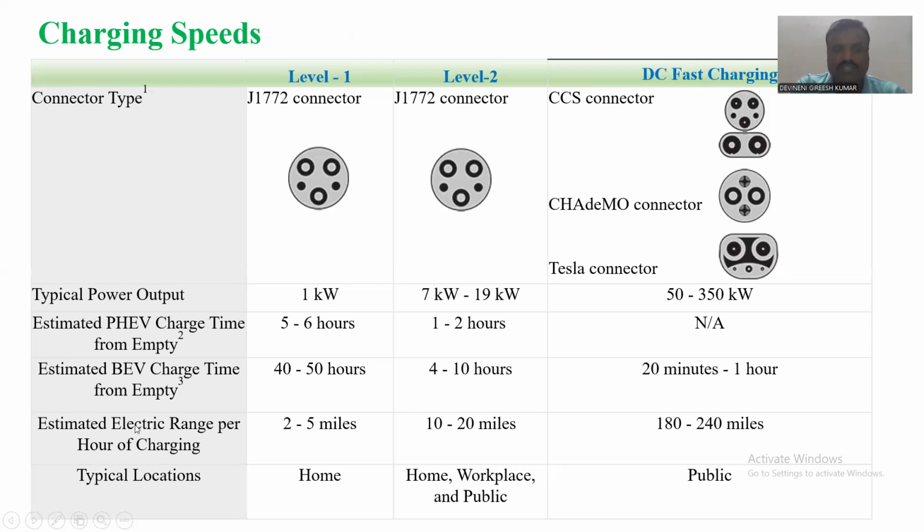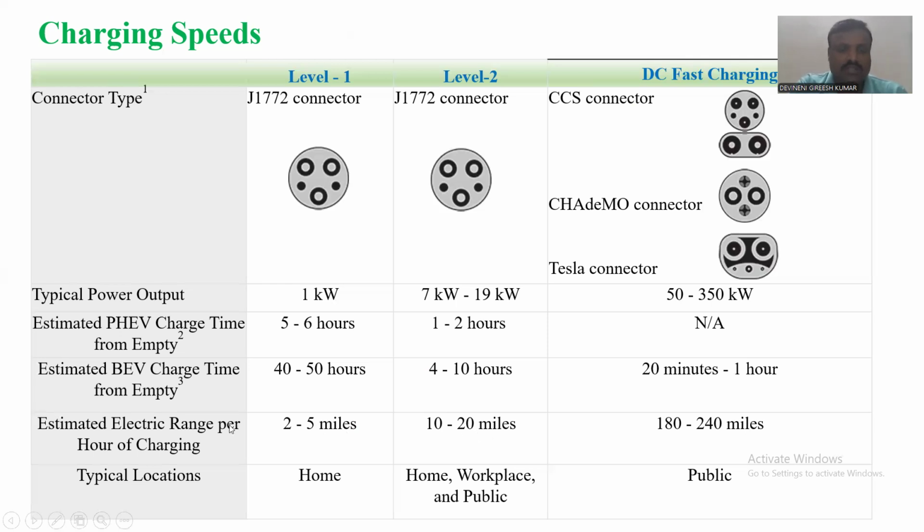Next, looking at the estimated electric range gained per hour of charging, suppose we are taking 40 to 50 hours here. For level 1, per hour it gives 2 to 5 miles. With 40 hours at 5 miles per hour, 5 into 40, that is around 200 miles.